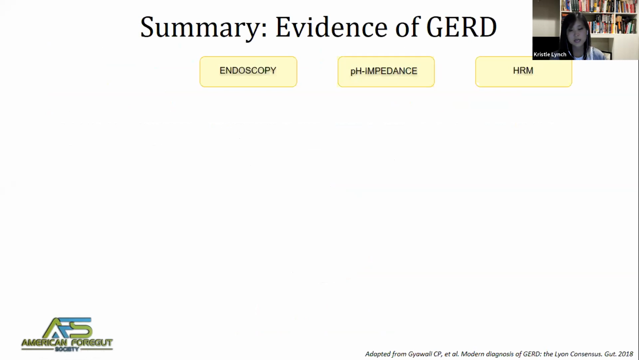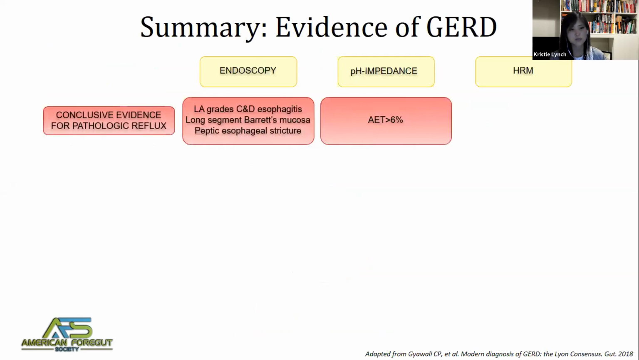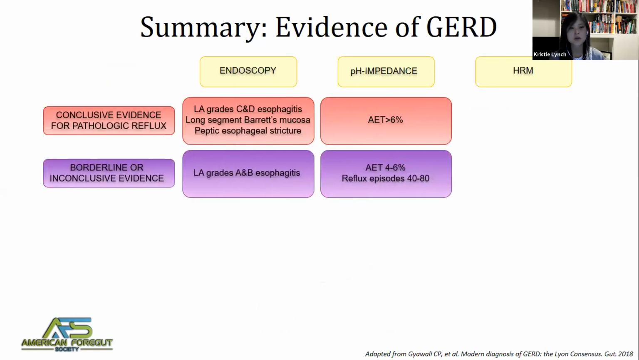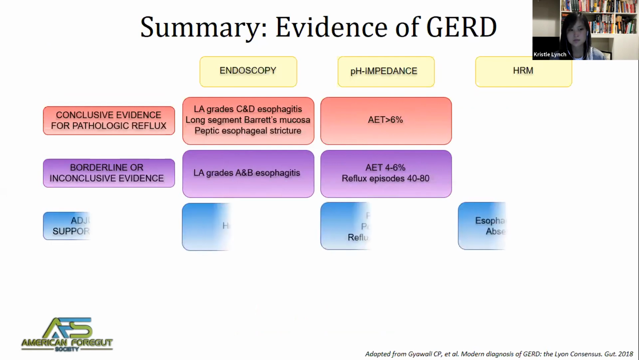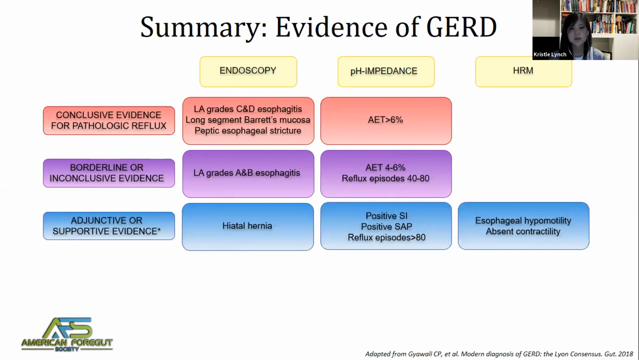So overall, in summary, I would say for evidence for GERD, 3 of our important tools are endoscopy, pH impedance, or other pH testing, and manometry. Conclusive evidence for pathologic reflux, we talked about the endoscopic findings and the AET greater than 6%. For borderline or inconclusive evidence, that's LA grades A and B, as well as the gray zones for AET and reflux episodes. For supporting evidence, we have large hiatal hernias, positive SI, positive FAT, high number of reflux episodes, and then also esophageal hypomotility, absent contractility.